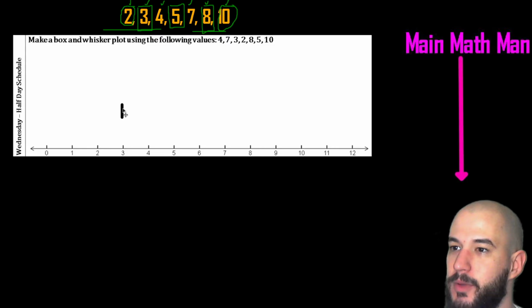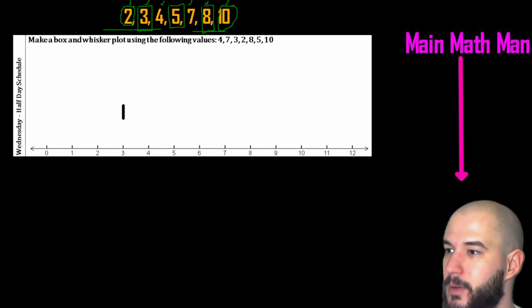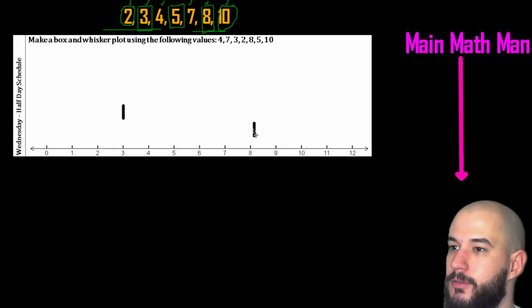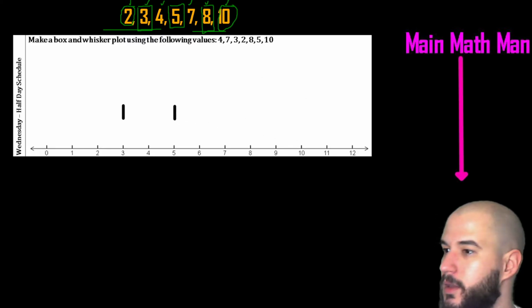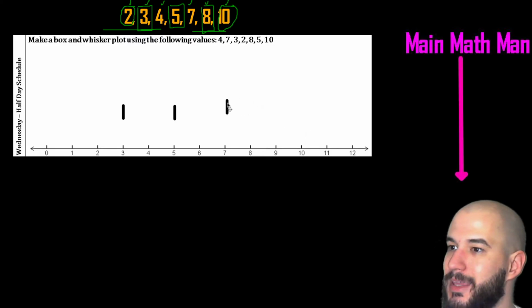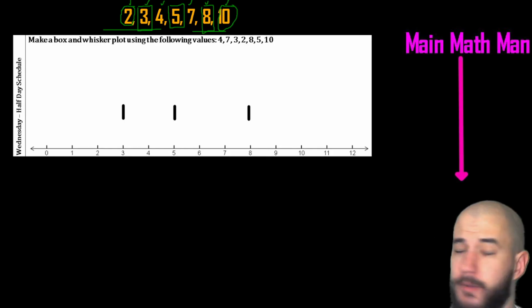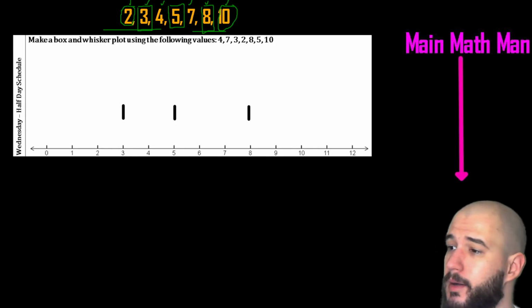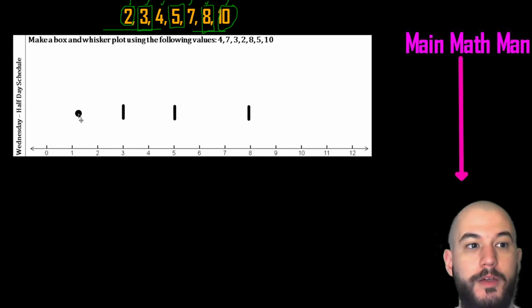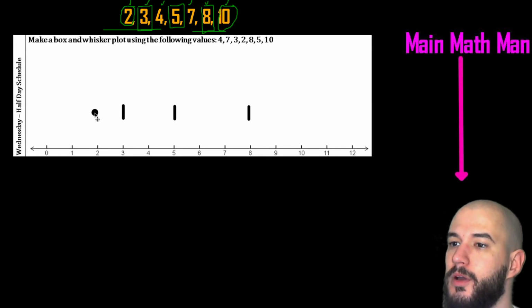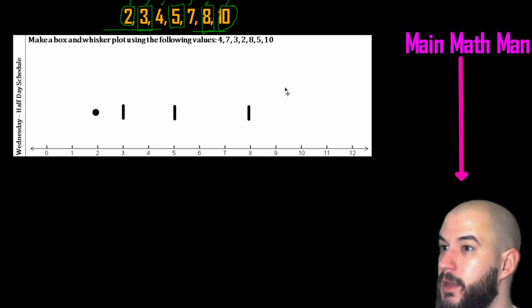Alright, so now all you have to do is draw a vertical line above that value for our quartiles. So our Q1 is going to be above 3, our Q2 is going to be above 5, our Q3 is going to be above 8. We have our max and min, so we just put our dots on those values. So we have 2, and we have our 10.